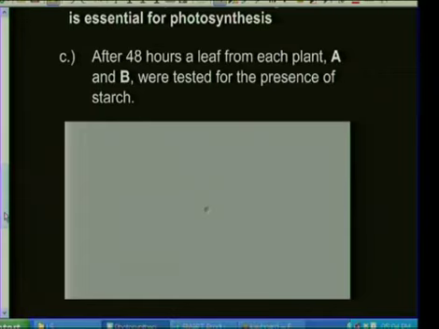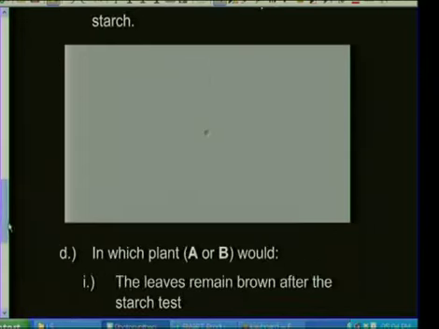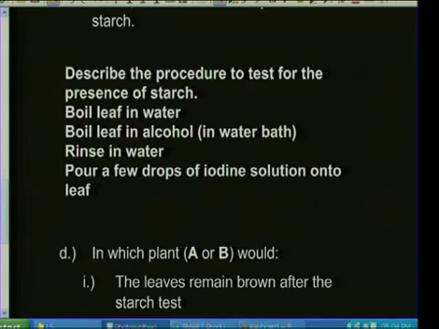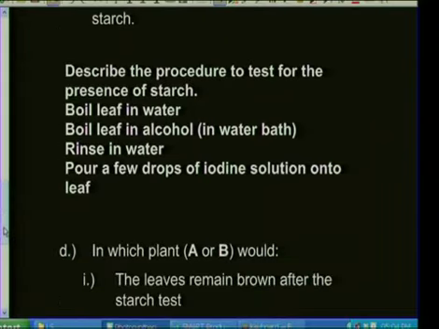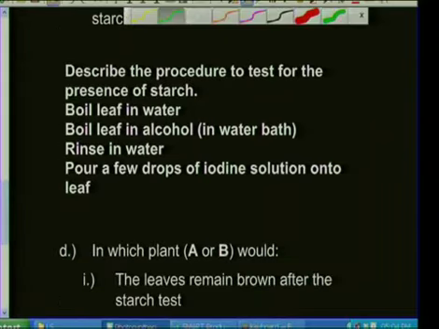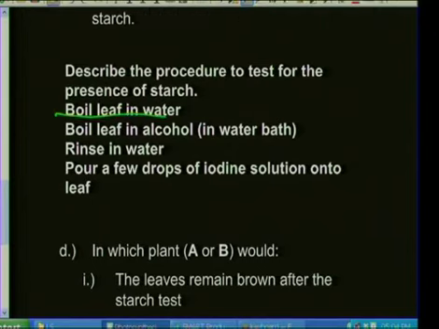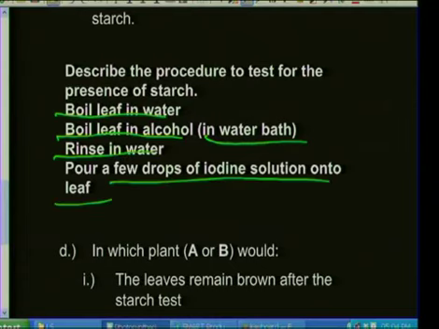After 48 hours, the leaf from each plant A and B was tested for the presence of starch. Describe the procedure to test for the presence of starch. We discussed it in a question before, and they are: boil the leaf in water, boil the leaf in alcohol, remember in a water bath, rinse in water, pour a few drops of iodine solution on the leaf. This is how we test for starch. This is the mother of all tests in photosynthesis.